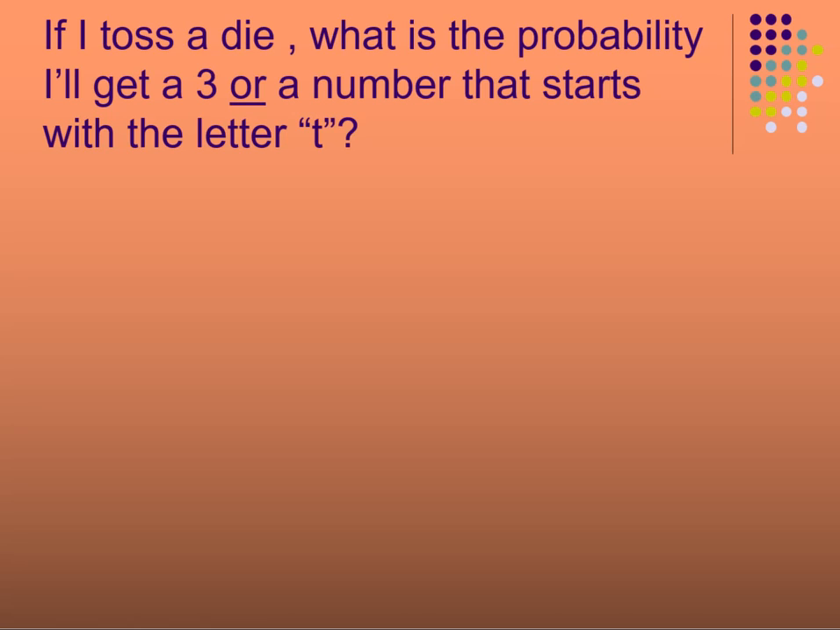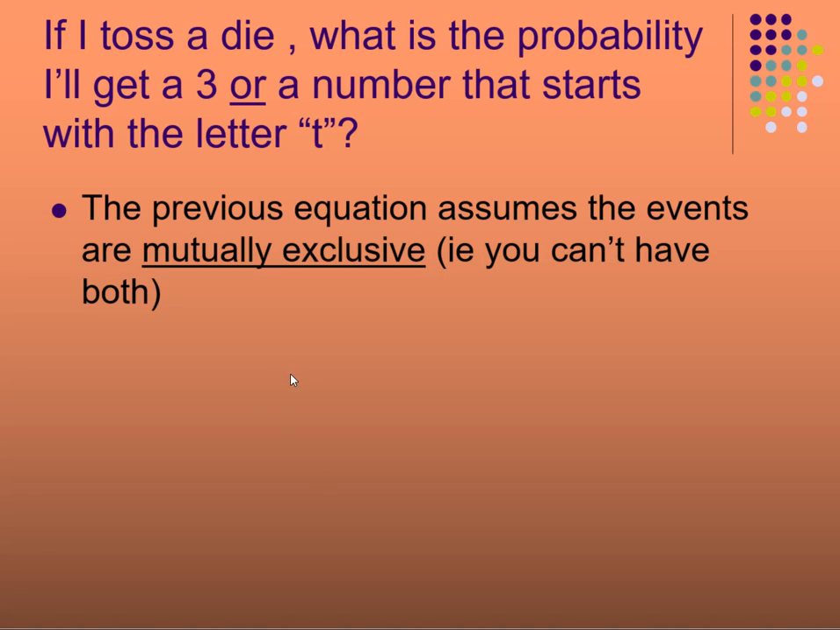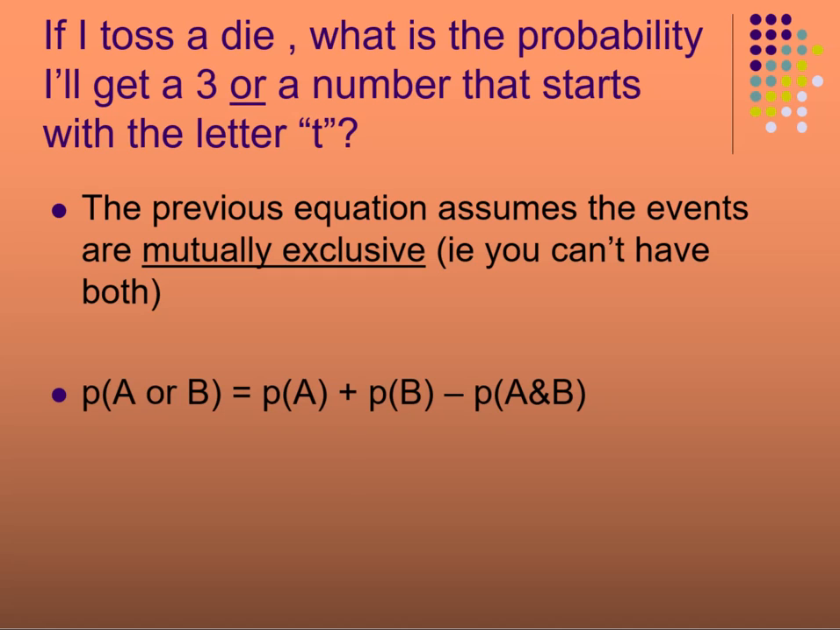Now, if I toss a die, what is the probability I'll get a 3 or a number that starts with the letter T? The previous question assumed that the events are mutually exclusive, meaning you can't have both. However, we can have numbers that start with T, such as 2 and 3. They both start with T on a die. So we're going to have 0.167 for the number 3, and then for T, we have 2 and 3, and since they're joined, both of them, probability of A and B, we subtract it. So we have 0.33 because still we only have 2 numbers.